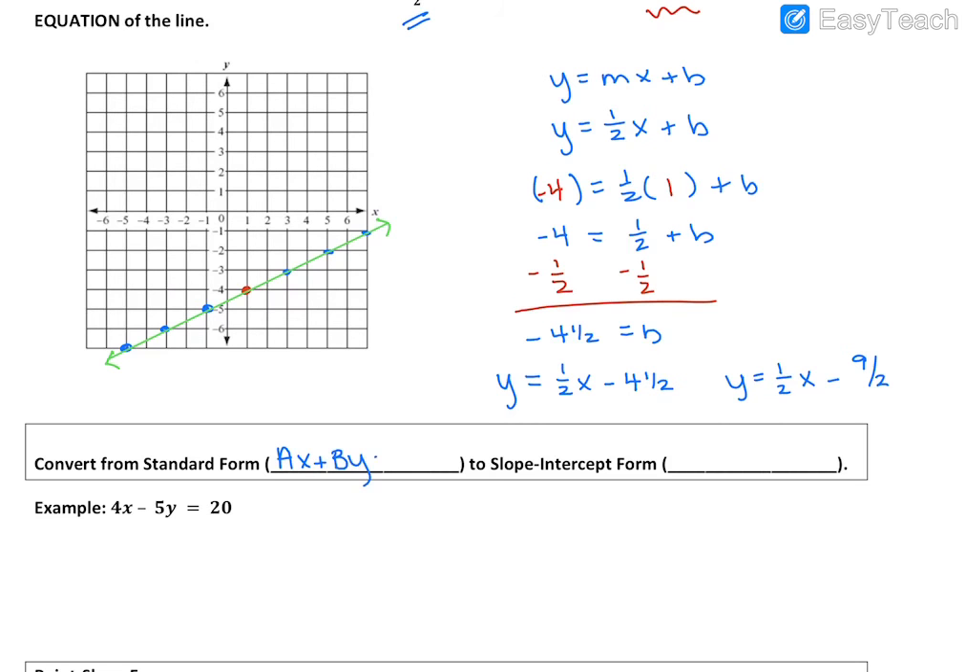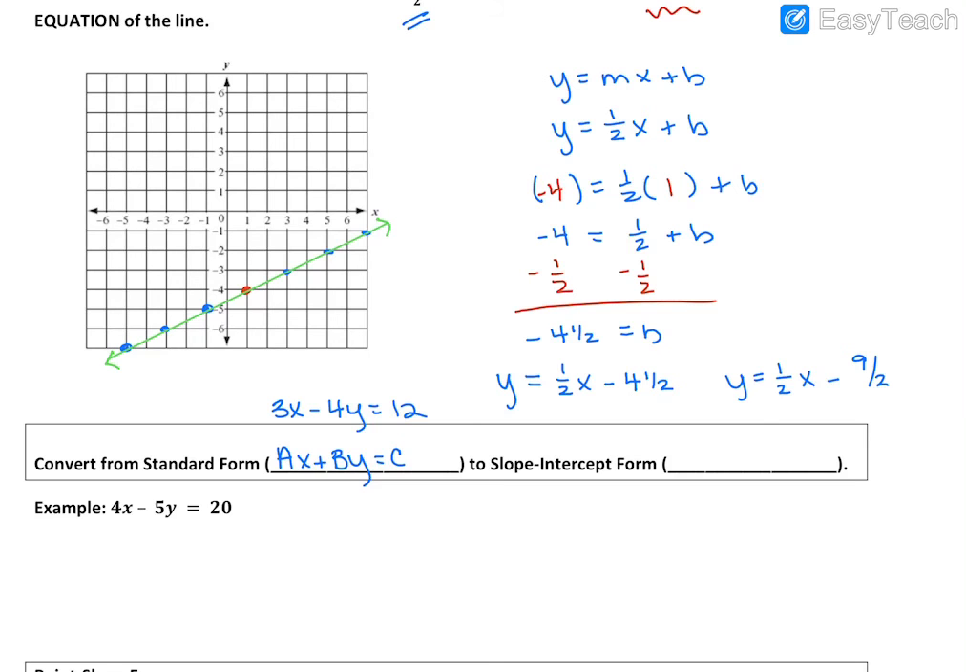ax plus by equals c. So an example, you might see something like 3x minus 4y equals 12. The a, the b, the c are all going to be numbers, okay? But they're not going to be fractions because they're going to be integers. We'll get into that in more detail in Algebra 2, but I just want you to recognize that the x and the y are both going to be on the left side of the equal sign, and the number will be on the right side of the equal sign.